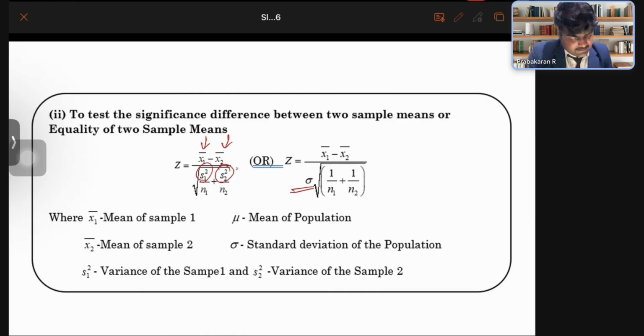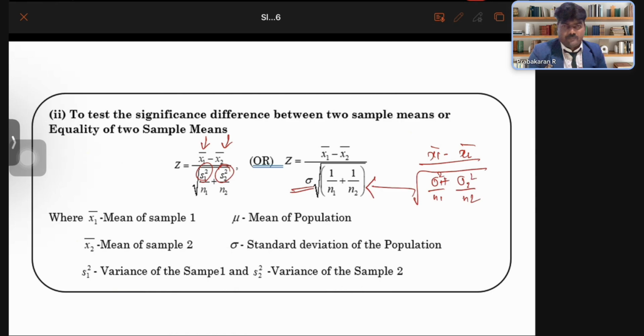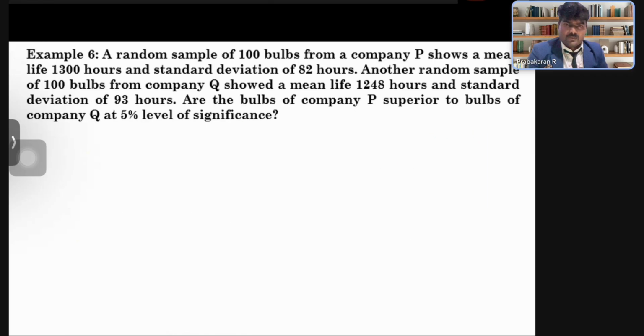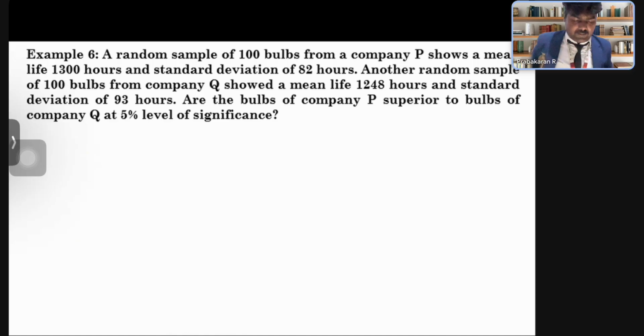Suppose you are applying the same thing, x1 bar minus x2 bar over sigma1 square by n1 plus sigma2 square by n2. Since the sigma square is common, you can take it out, and we obtain this formula. Both are the same. This is how you can understand. So instead of further delay, we can directly move to the problem. Statistics is very easy if you understand the question thoroughly. Just try to understand the question.